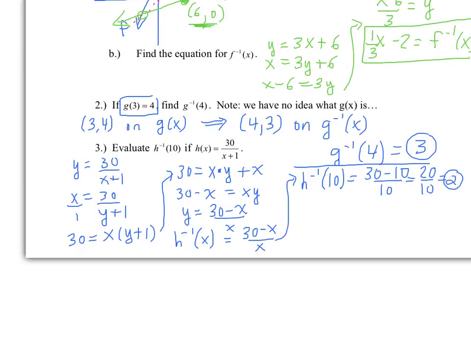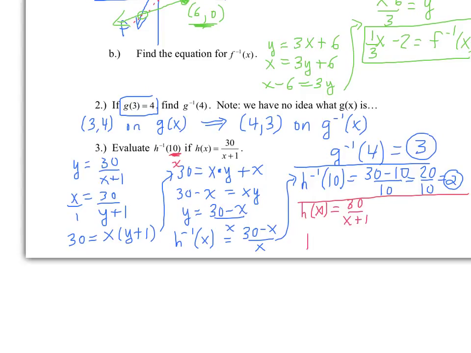Let me show you an easier way, because sometimes you're not going to actually be able to find your inverse equation. Sometimes it's going to be too complicated. So if h inverse of 10 is what we are after, notice that this 10 is an x value on h inverse. If it's an x value on h inverse, it's going to be a y value on h. So I'm going to go back to my h of x is equal to 30 over x plus 1 equation. So one more time, if this 10 is an x value on h inverse, we know that it will be a y value on h.